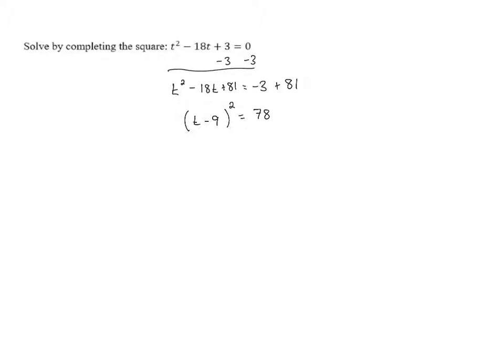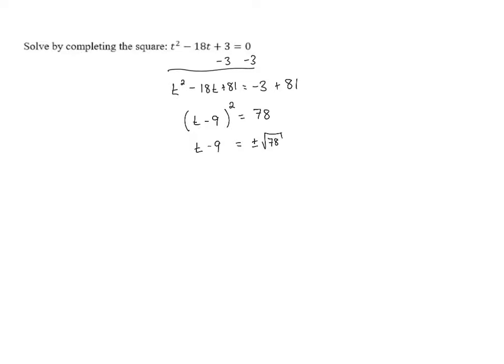At this point, we can use the square root property to take the square root of both sides. When we take the square root of the left-hand side, that gives us t minus 9. And on the right, we end up with plus or minus root 78. 78 is not a perfect square, so we can't take the square root. And it doesn't contain any perfect square factors, so we can't simplify it at all.